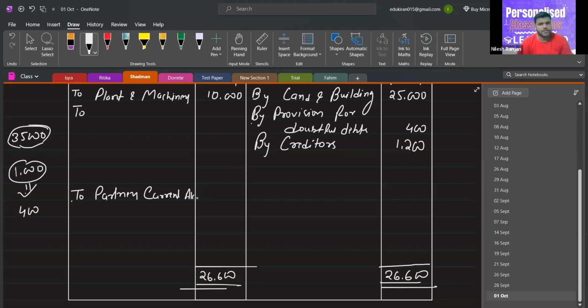So can you repeat? You tell me that it will be current or capital. It will be current account, but current or capital both are same.